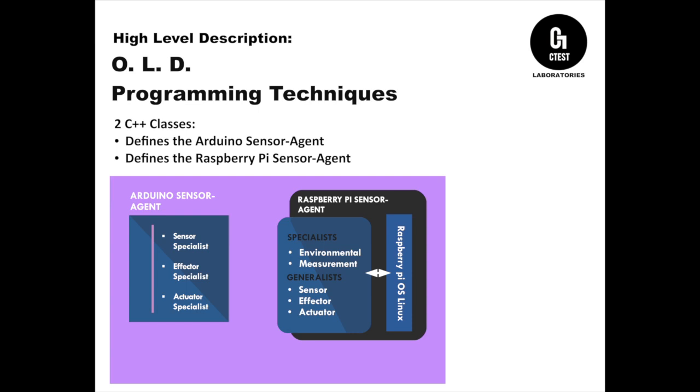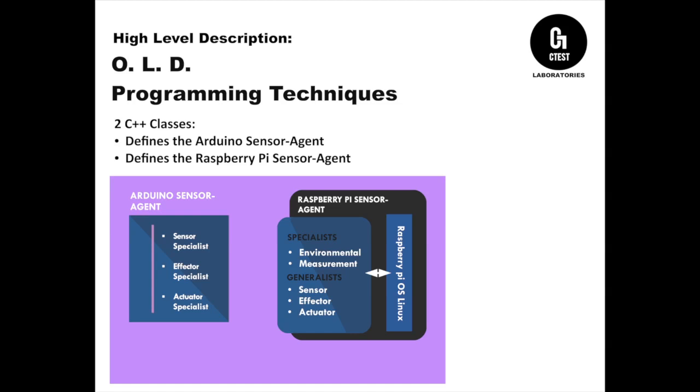And on the Raspberry Pi is going to be an environmental specialist, right? And a measurement specialist. And I say that, like, for instance, in one of our applications that we did recently for Robot Week, we were measuring the salinity of soil, you know, how much salt is in the soil. And so that Pi agent needed to have a lot of knowledge about soil salinity and measuring soil salinity. So it's a specialist in that regard. It also knows something about the sensors. It's a generalist in that specific sense, and it's a generalist at the effector level, and it's a generalist at the actuator level.